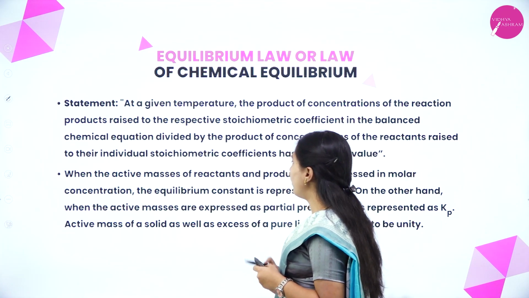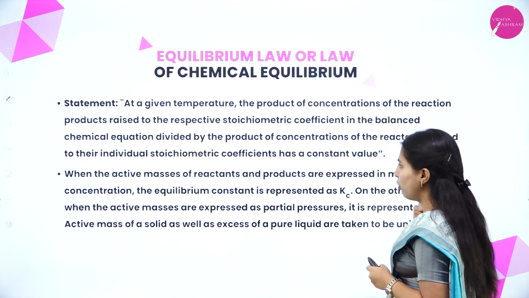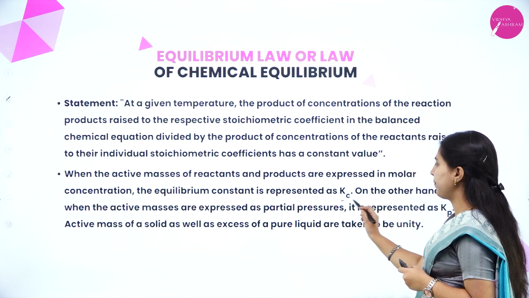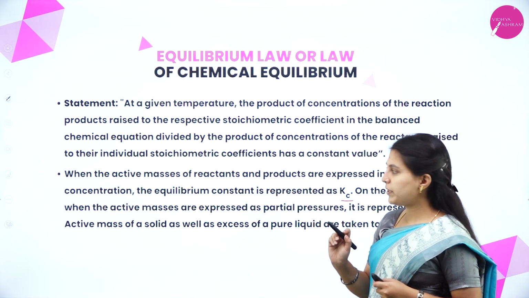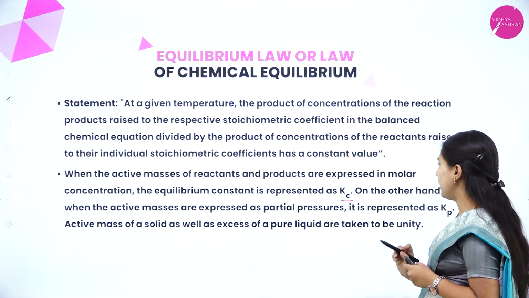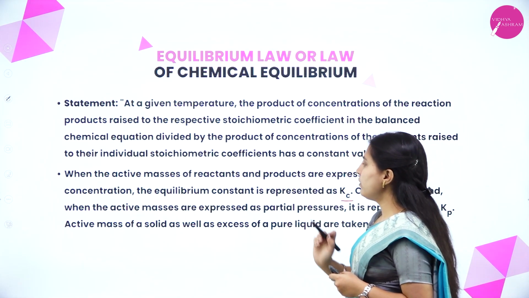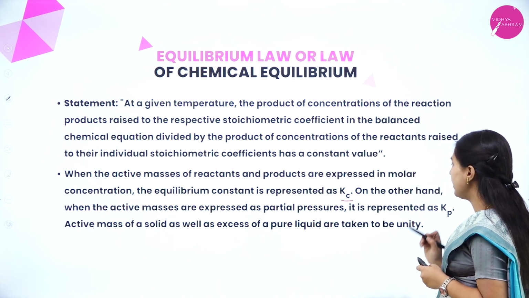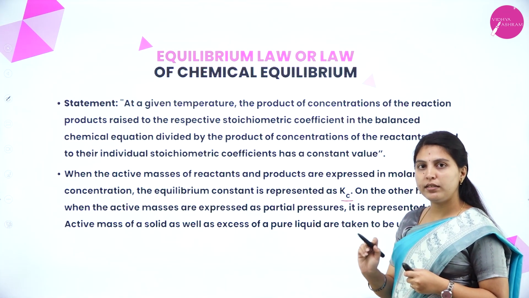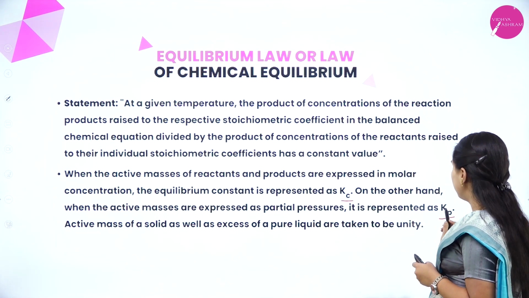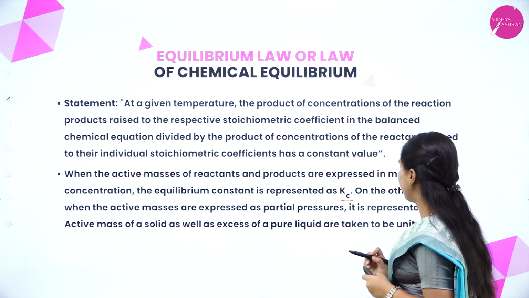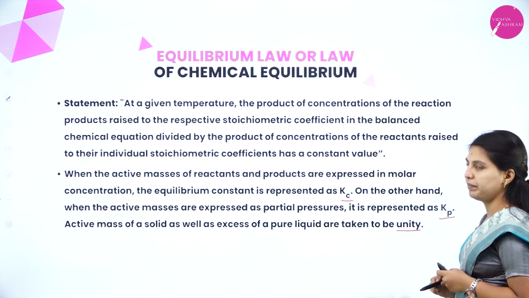When the active masses of reactants and products are expressed in molar concentration, the equilibrium constant is represented as Kc. On the other hand, when the active masses are expressed as partial pressures, it is represented by Kp. Active masses of solids as well as excess of pure liquid are taken to be unity.